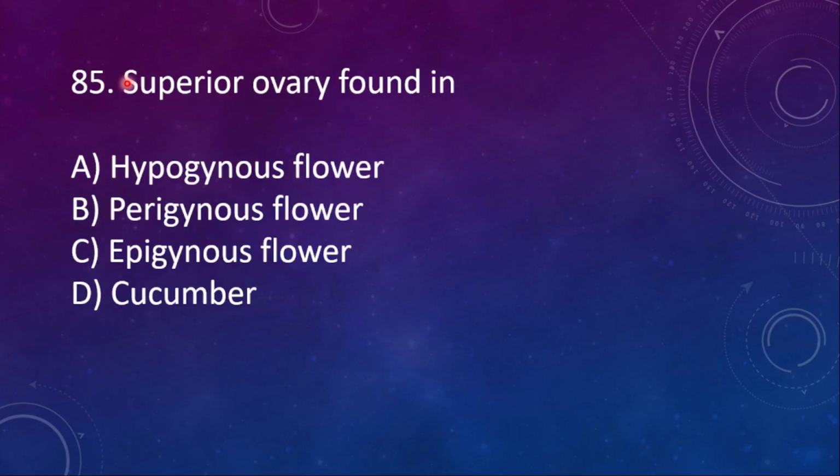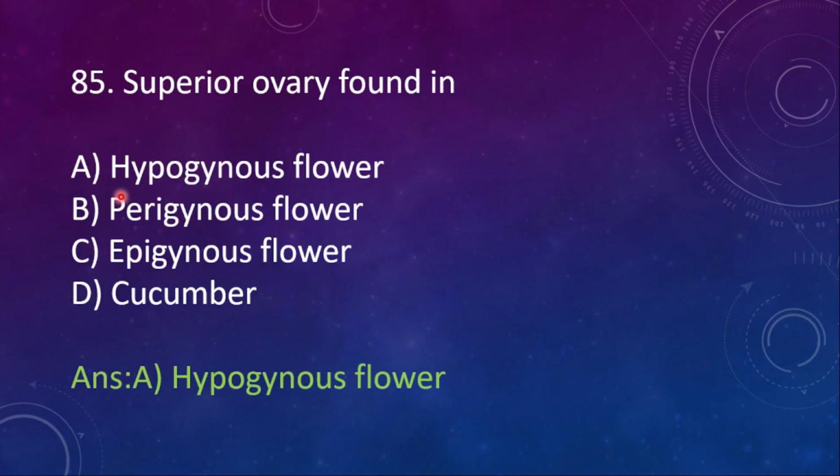So 85th question. Superior ovary found in A, hypogynous flower, B, perigynous, C, epigynous, D, cucumber. Here the right option is hypogynous flower. Superior ovary is present in hypogynous, inferior is present in epigynous.